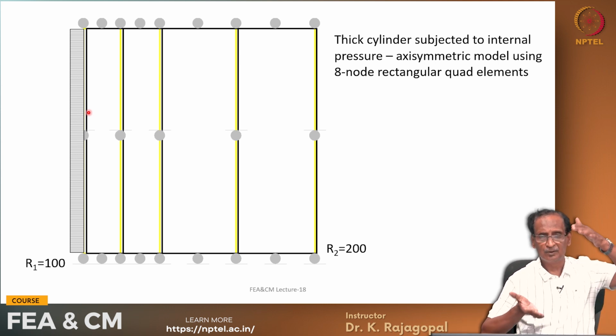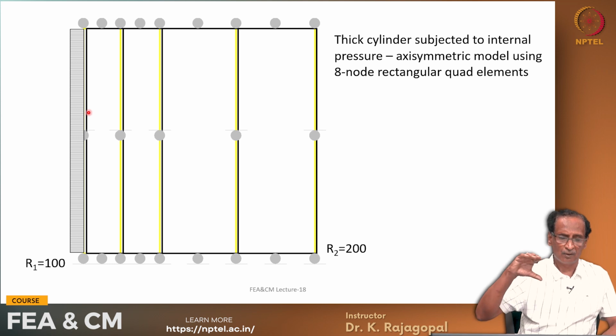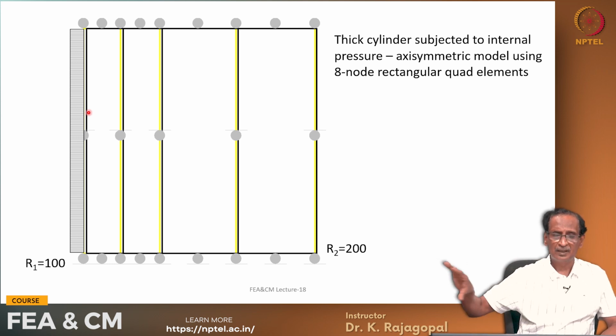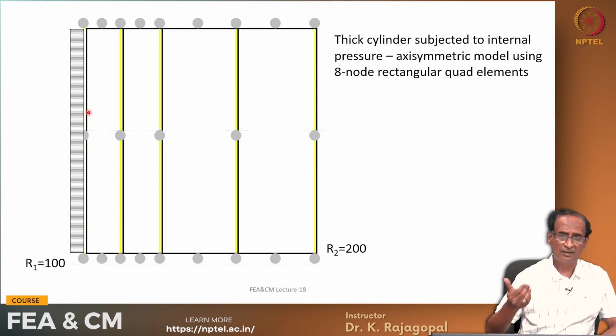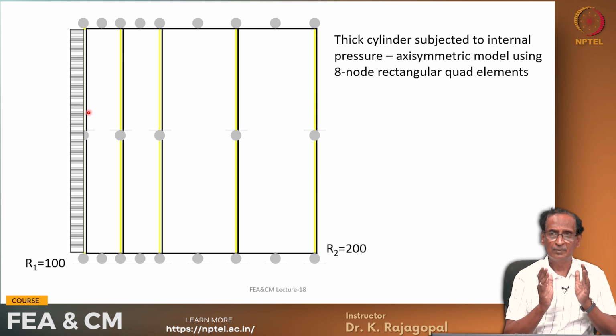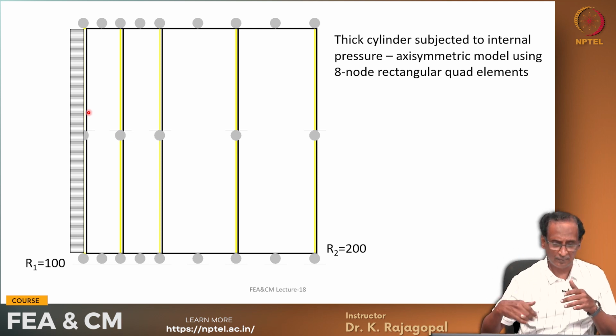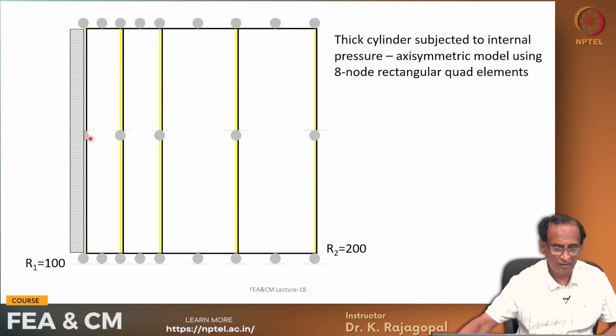What we do is we take a unit length and support all these nodes on rollers, so that the mesh can deform only radially, and that is the ideal case. If you have a very long cylinder and take some length in the mid section, you will have predominantly radial displacements, and that is what we get with this mesh.